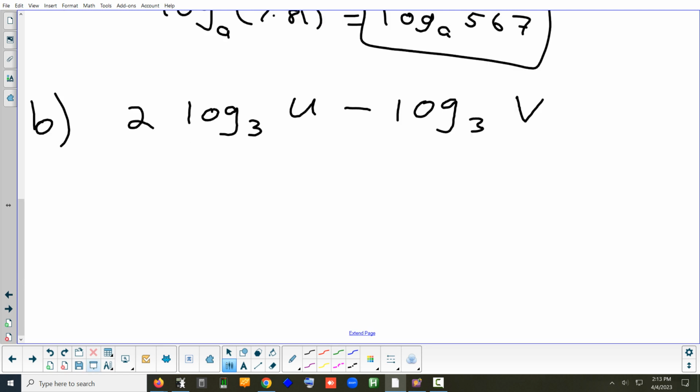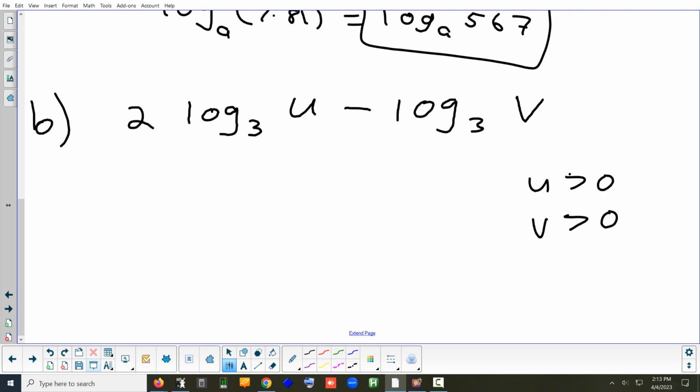Let's try, I got this one. Let's see if we can do the whole thing in one step. It's 2 log base 3 of u minus log base 3 of v. Okay, when you do the homework, you might see something like this.